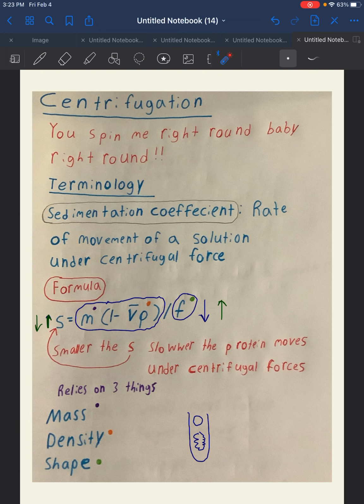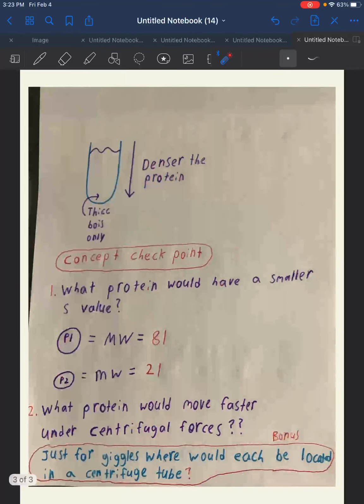But I basically just explained everything you need to know with that. Now then, moving on. As things move faster under centrifugation, they're going to appear at the bottom of the tube. Once again, because that's going to be where your thick boys are. The larger molecules are going to appear at the bottom of the tube under a centrifugal force. Your denser proteins, of course, are also going to appear at the bottom of the tube after undergoing a centrifugal force. Your smaller molecules or smaller proteins are going to appear at the top.